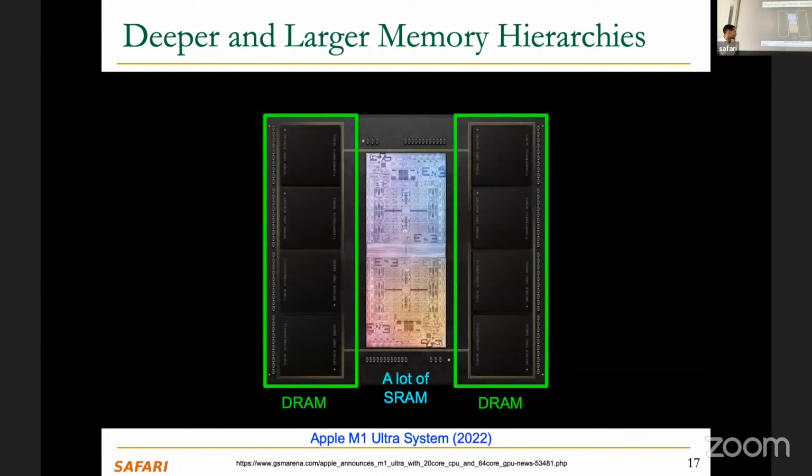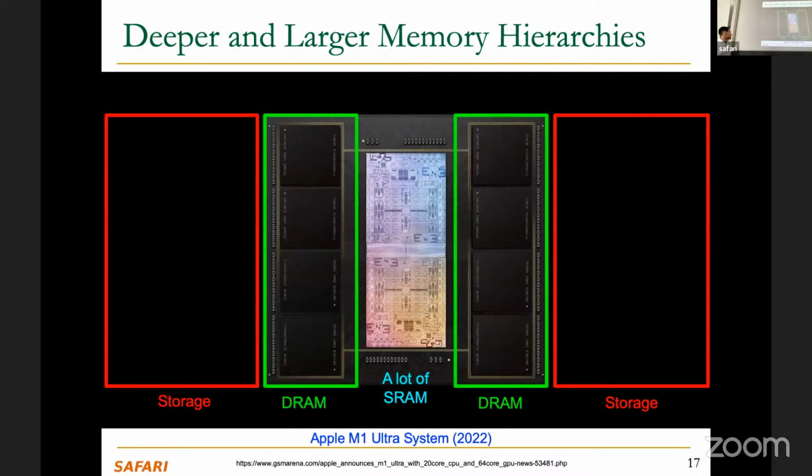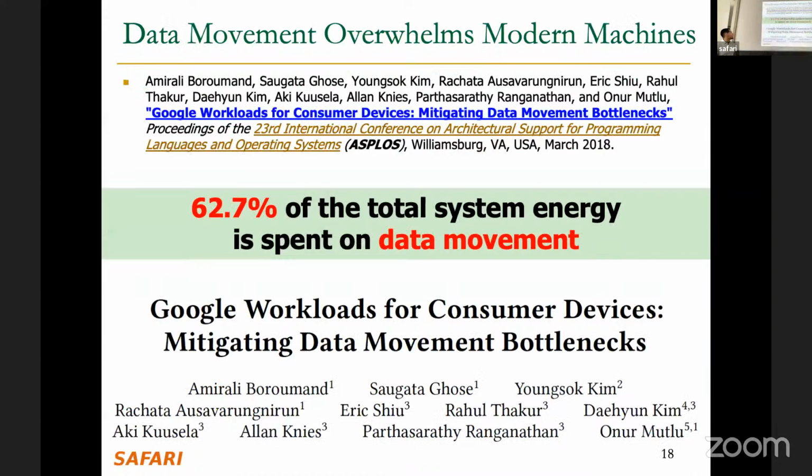And this is yet another example, from Apple. It's quite old at this point, the M1 processor. So what we have over there basically is a lot of SRAM dedicated for caches, a lot of DRAM dedicated to store data, and more storage dedicated to store temporal data.